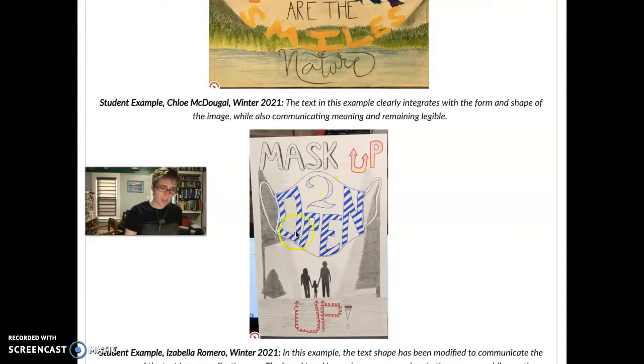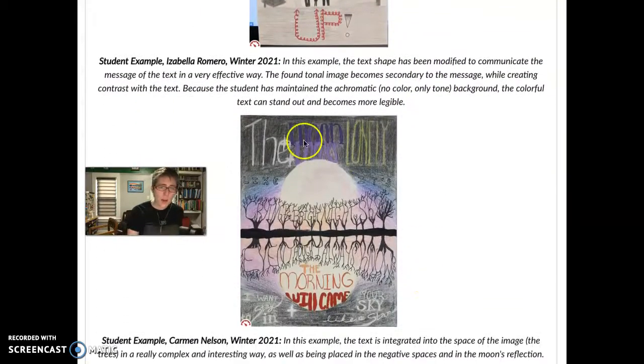This one, they've used the mask, the text in the mask to do the communication, and then we have a range of tones in the background. Here the text gets a little harder to read, but what neat integration here, right, in the trees and stuff like that. And then we have some range of tone in the moon. Maybe I'd push for a little bit more there.